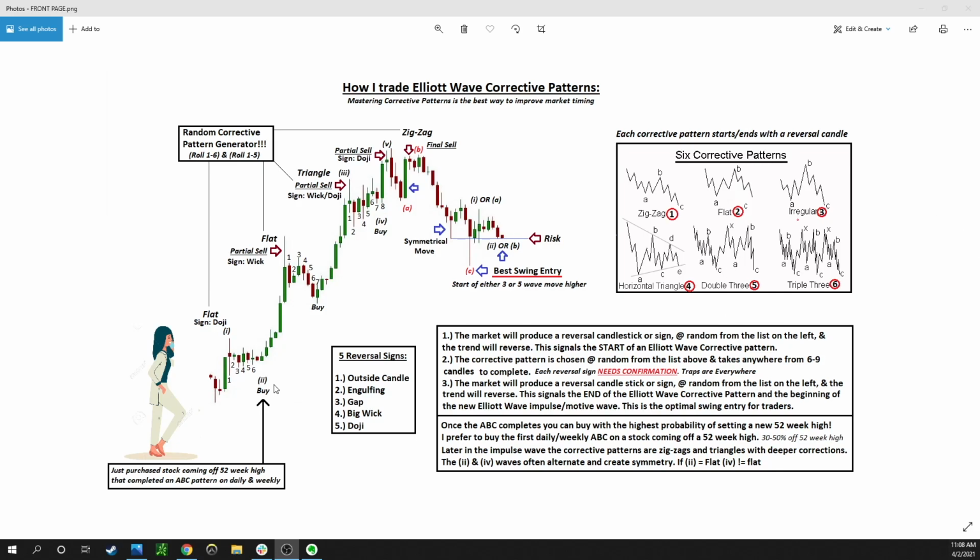So right here, we're going to assume that we're buying the wave 2 low. We never want to buy a wave 1, and we never sell a wave 5, right? That would be trying to guess a top or guess a bottom. That's not the game that we're in. We want to buy after there's been evidence of buying, and that comes in some form of a wave 1.